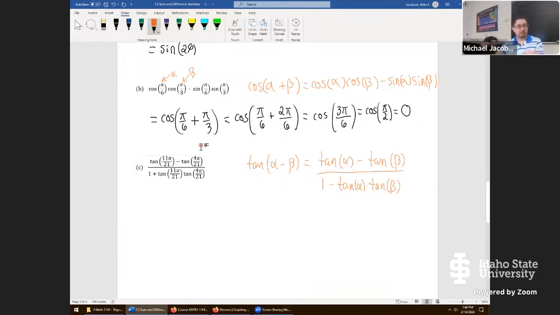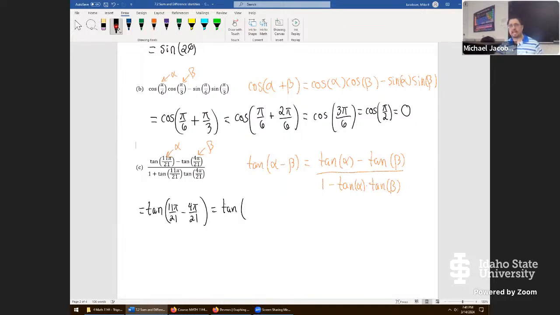But like you said, if you use the right addition formula, this just turns into tangent of, that's the alpha, and that's the beta. So it's going to be 11 pi over 21 minus 4 pi over 21. And that looks a lot easier to manage. It's now just one tangent function we're dealing with, not 4 in a fraction. Let's see what we come out with. Yeah, we have a 7 pi over 21.